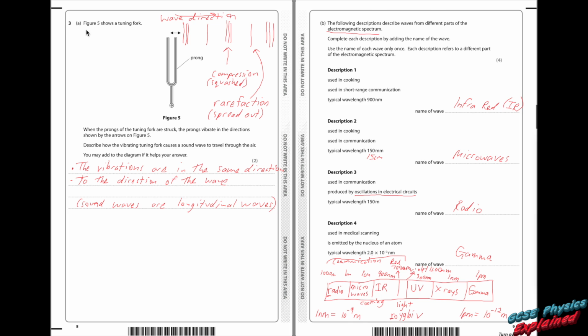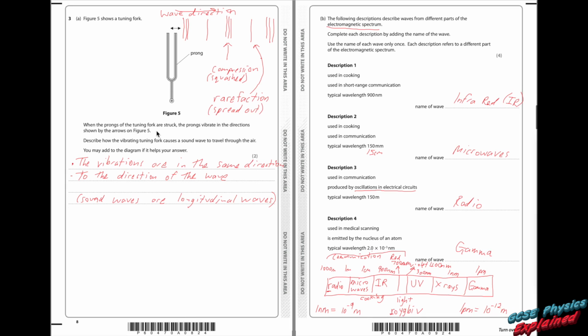Question 3a. Figure 5 shows a tuning fork. When the prongs of the fork are struck, the prongs vibrate in the directions shown by the arrows in figure 5. Backwards and forwards like that. Describe how the tuning fork causes a sound wave to travel through the air. You may add to the diagram if it helps your answers.